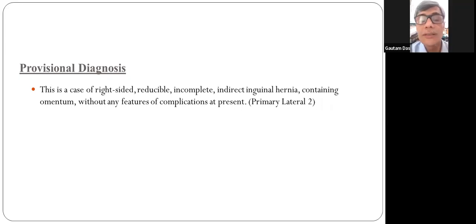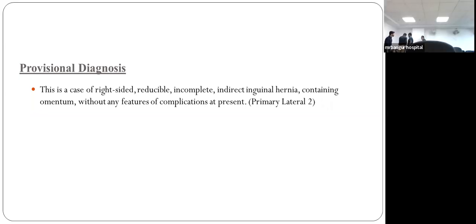But you have told it is an inguinal hernia, isn't it? Let him demonstrate the deep occlusion test later; that will come later. He has told that it is an inguinal hernia. So why is it not a femoral hernia?